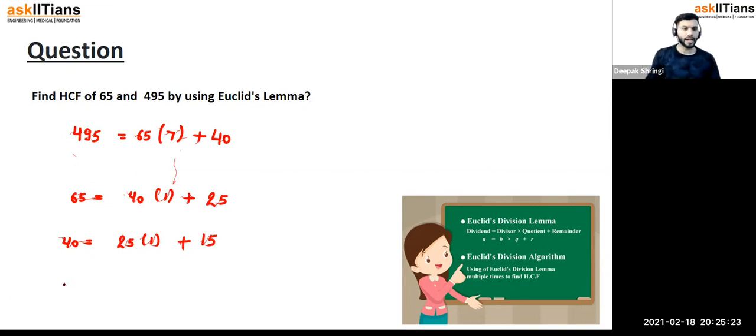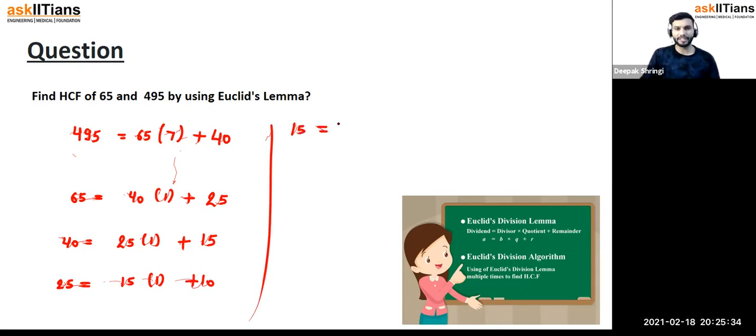Okay, now I can write 25 as 15 into 1 plus 10, right? I can write 15 as 10 into 1 plus 5, right everyone? And at the last, I can write 10 as 5 into 2 plus 0. And finally, by using Euclid's division lemma, we are getting the remainder as 0.